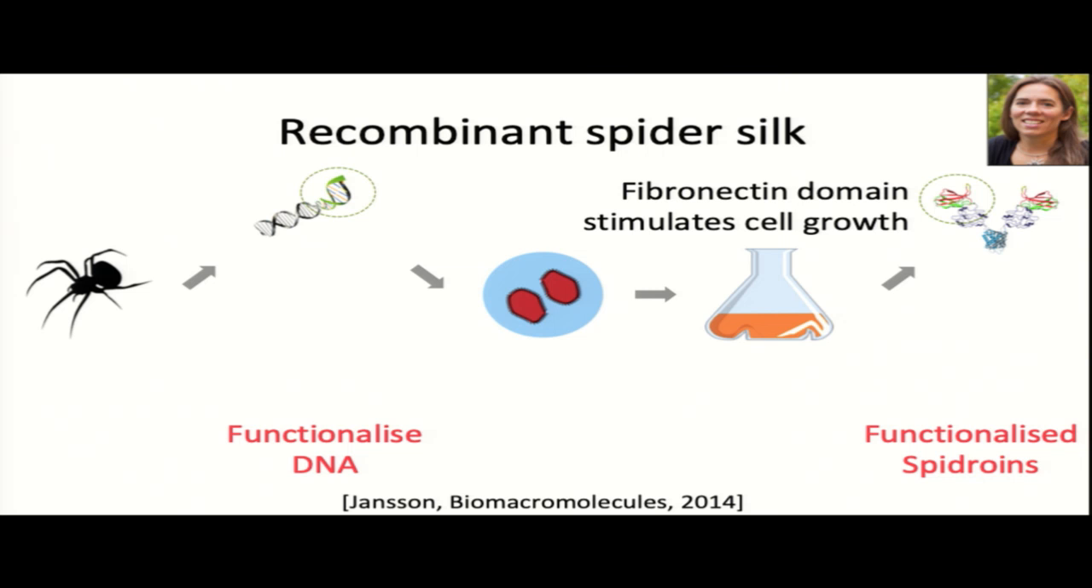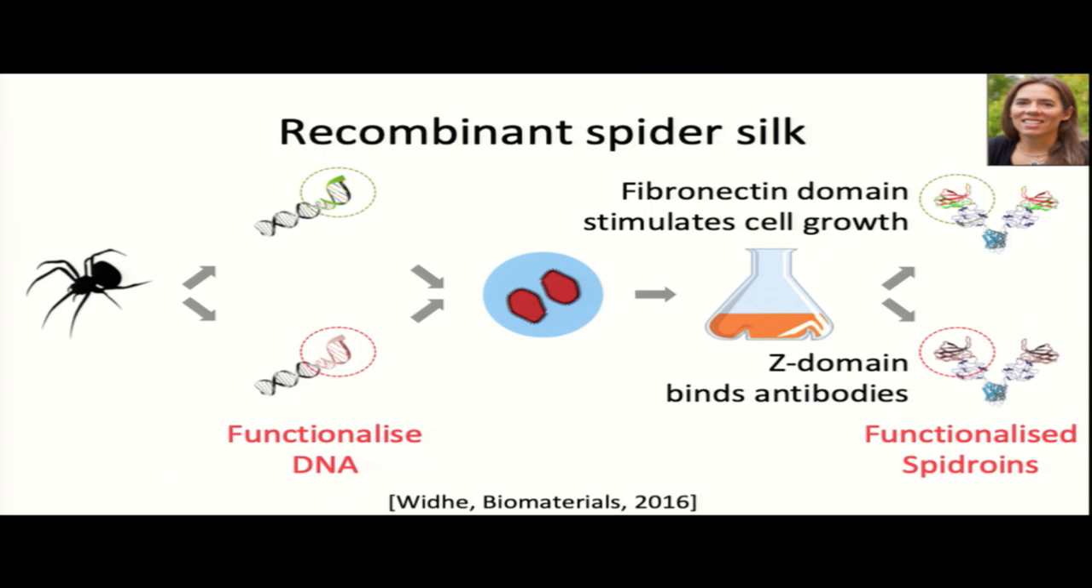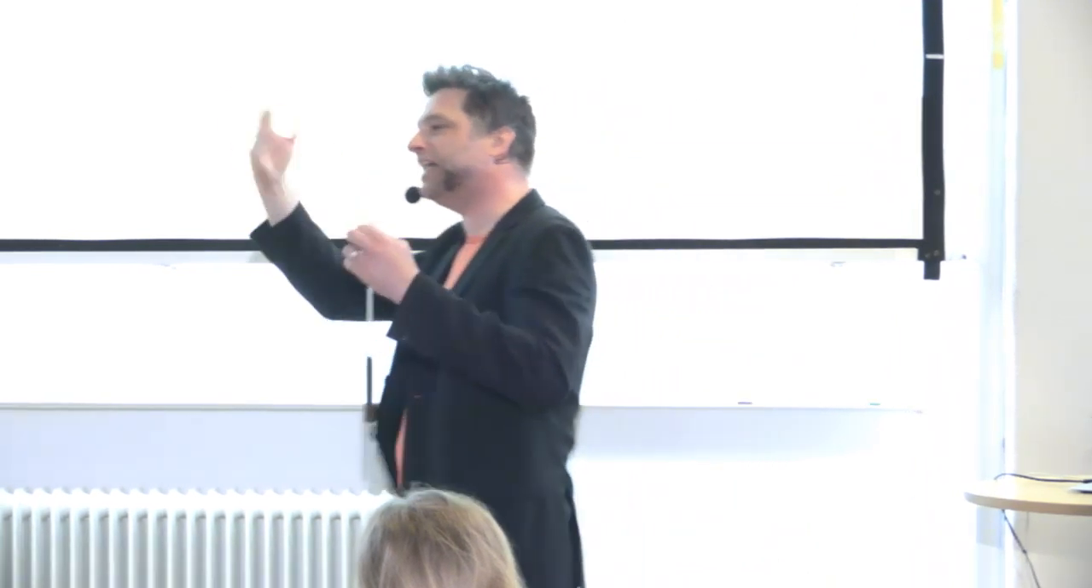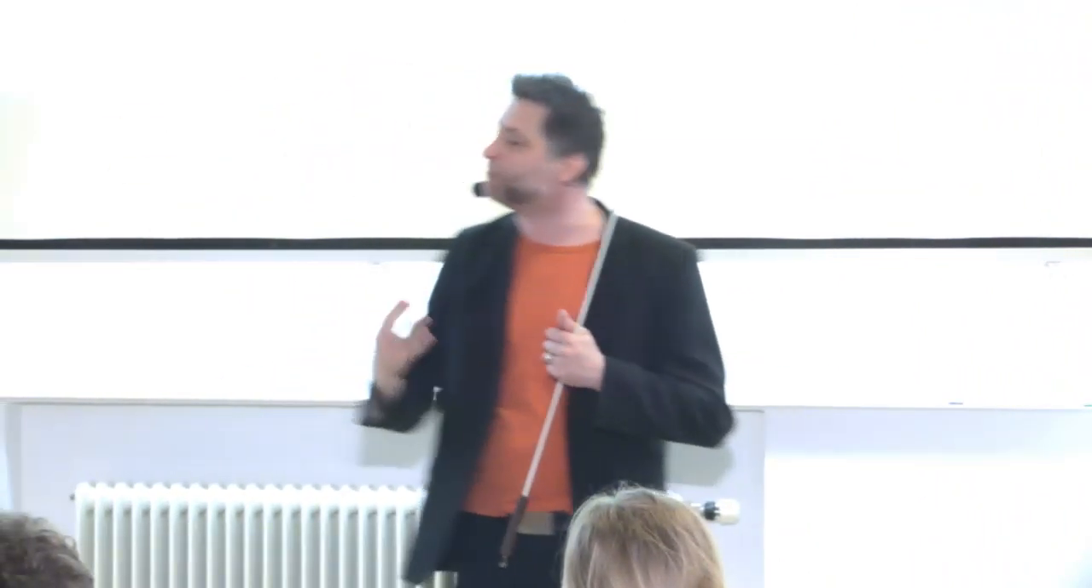Another trick they do is to change the DNA, for example, to produce the silk that has a Z domain on it. And a Z domain is a part of a protein A. It's a type of protein that binds antibodies. So now we make silk that will, by nature, start binding antibodies it sees around it. So we can biofunctionalize our silk in this way.